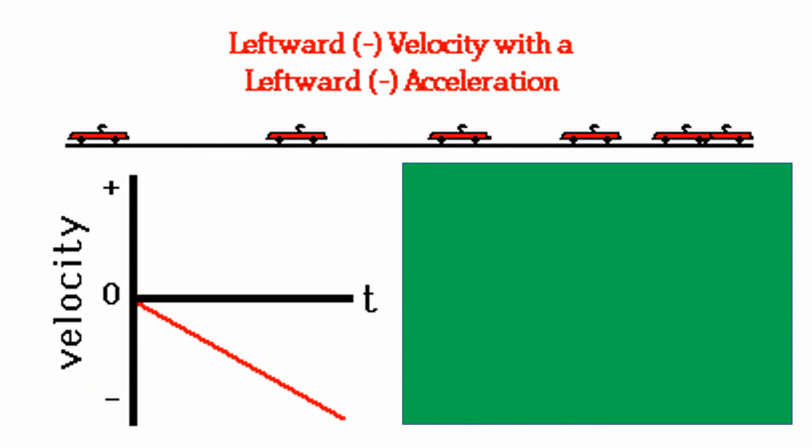Like I mentioned in the previous slide, you have the same direction: leftward velocity, leftward acceleration, so negative and negative. It's going in the same direction, so it is speeding up. Because it's getting away from the zero, that means it's increasing its velocity, and also it's accelerating.